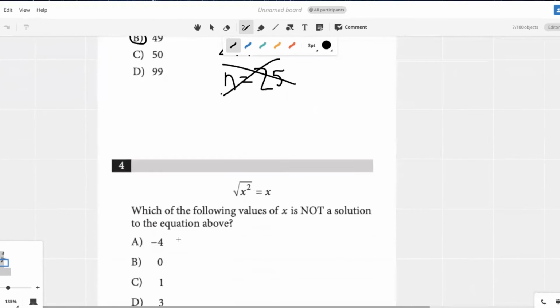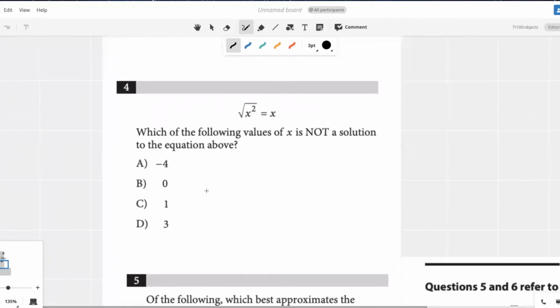So that's number 3. For number 4, which of the following values of x is not a solution to the equation above? And the equation above is the square root of x squared equals x. Now we know from our properties of square roots that the square root of any number, so like if we say the square root of z, it cannot be less than 0. It's not possible for it to be less than 0, because the inside of a square root cannot be negative, basically.